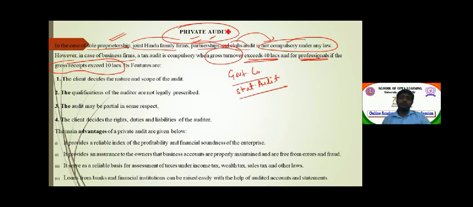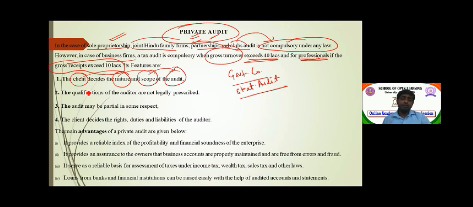Now, what are the different features of the private audit? The first and foremost is that the client is going to decide the nature and scope of the audit. So what is the nature of the audit? What is the scope of the audit? This is what we are able to decide as a client, because we have the authority to decide whom we should get our accounts audited by, and whom we should hire for the same purpose.